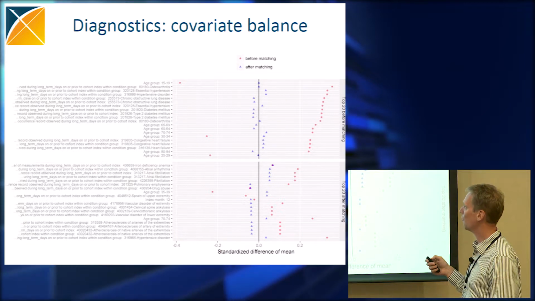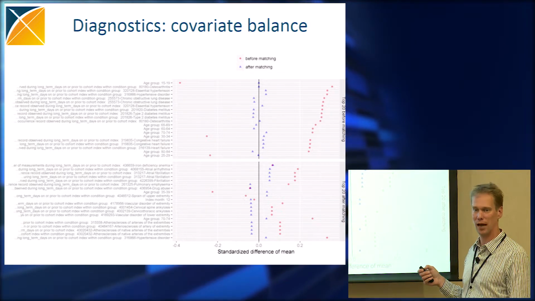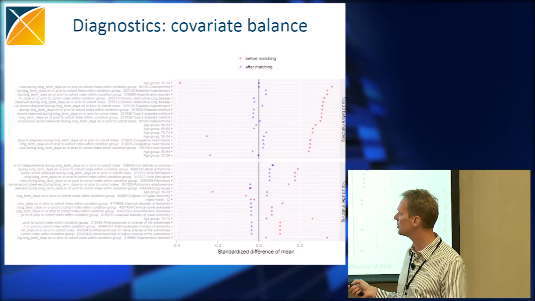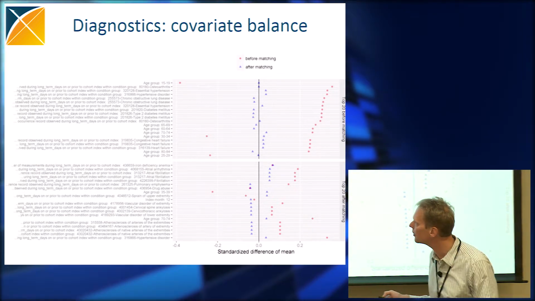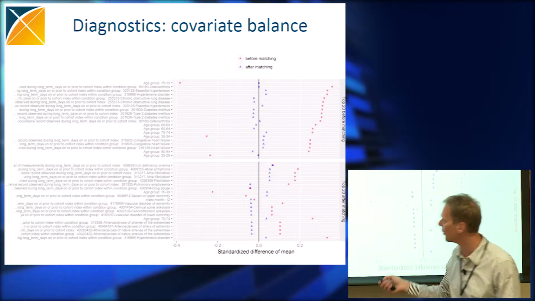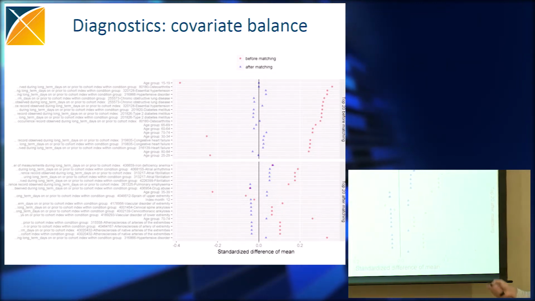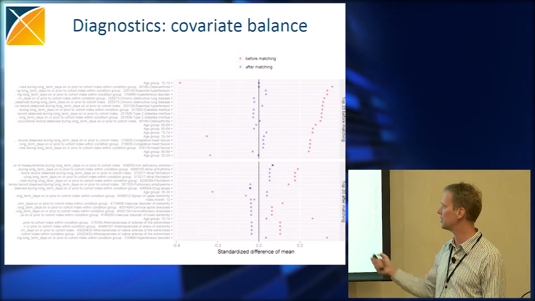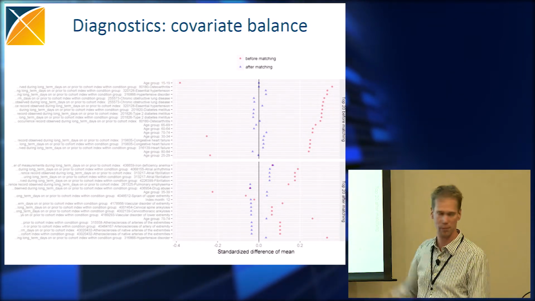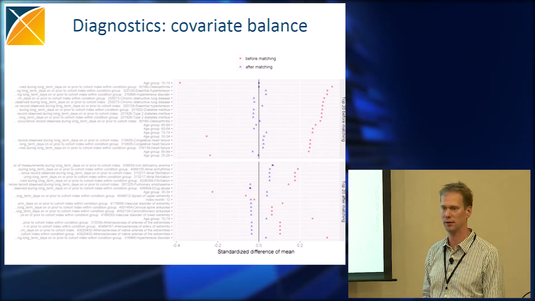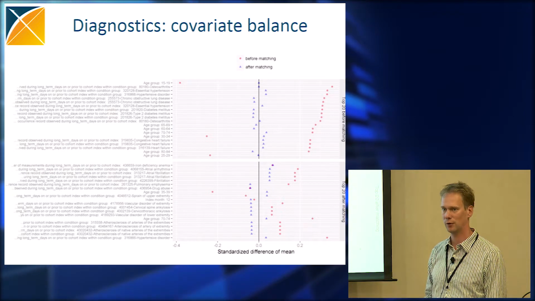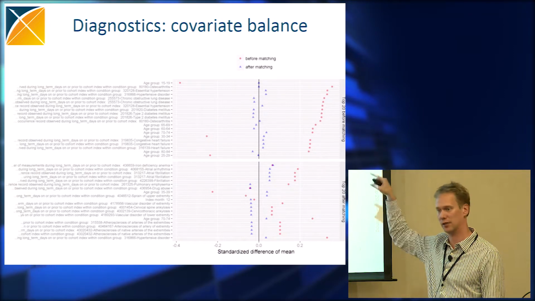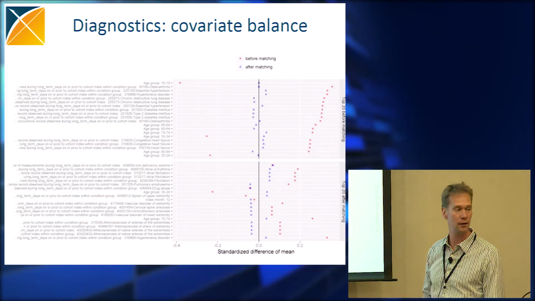If we want to see how bad the situation looks after matching, the biggest difference is iron deficiency anemia in the year prior. There was a difference before matching, and that hasn't changed. But it's a very small difference. It's smaller than 0.1, as we already saw in the previous plot. So if you want to know which specific covariates are out of balance, this plot is a good one to look at.